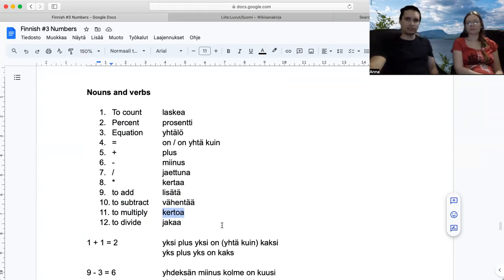Kertoa has other meanings too. Kertoa is to tell, but in mathematics it is to multiply. To divide, jakaa. In mathematics it's to divide, but in normal speech jakaa is to share, or on social media, you would share. Now equals is on or yhtä kuin. Plus is plus, minus is miinus, divided by is jaettuna, times is kertaa.